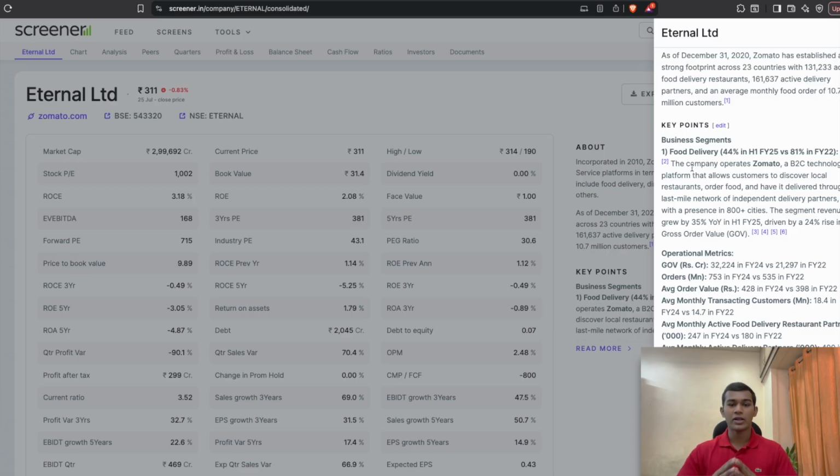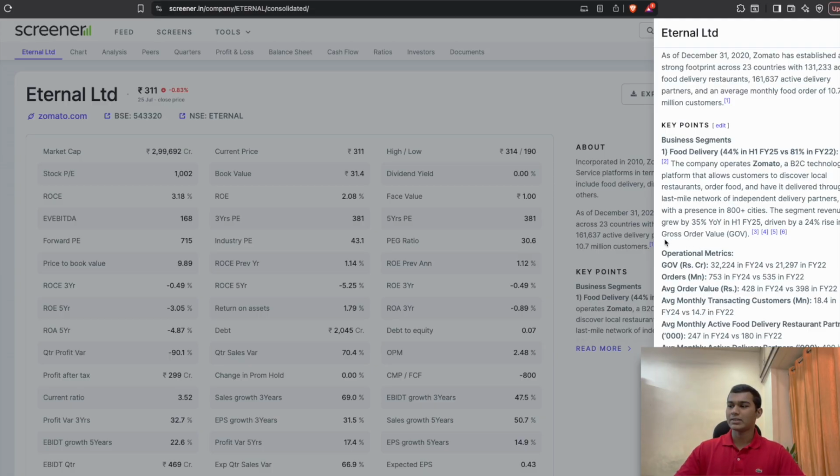Now this is very important in analyzing different types of businesses, because as we mentioned earlier as well, whenever you're buying a stock, you're basically buying an ownership of the company. So analyzing the company, analyzing the business model of the company, analyzing whether the business model is scalable, how efficient the business model is, that is very important, and you can do that through this section right here.